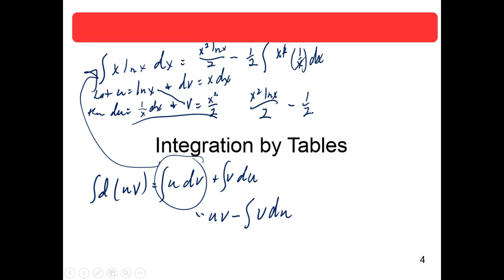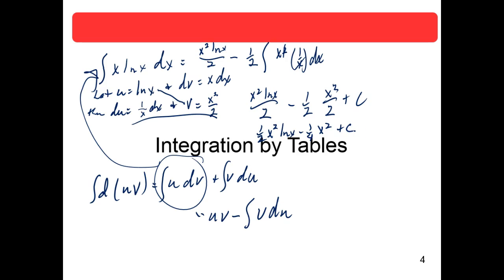You've already done it once. No, integral, not derivative. X squared over 2. Okay. And then you can put your plus c. So this will be 1/2 x squared log x minus 1/4 x squared plus c.